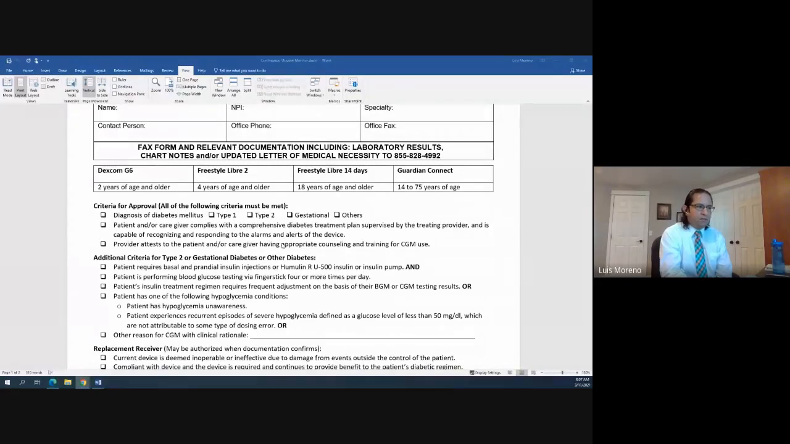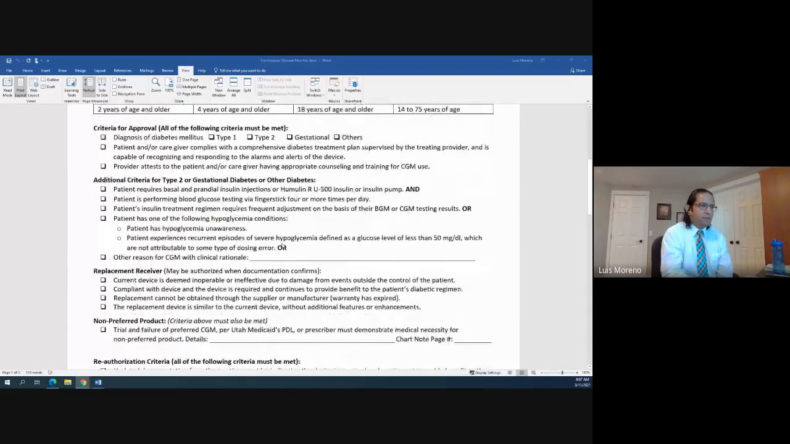The additional criteria for type 2, gestational, or other diabetes is the following. Patient requires basal and prandial insulin injections, or Humulin R U500 insulin, or an insulin pump. This is based on medical guidelines stating intensive insulin, so we define intensive insulin as someone using this regimen: either basal prandial, Humulin R U500, or insulin pump. In addition, the patient is performing blood glucose testing via finger sticks 4 or more times per day, and the patient's insulin treatment regimen requires frequent adjustment on the basis of their BGM or CGM testing results.